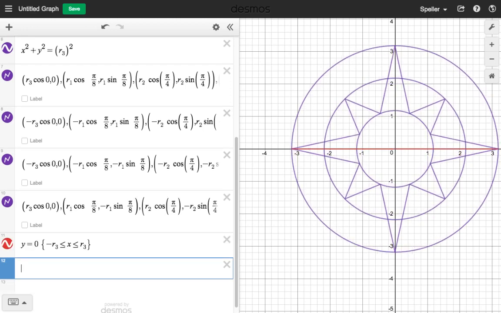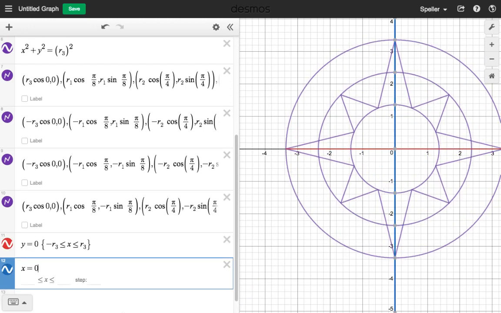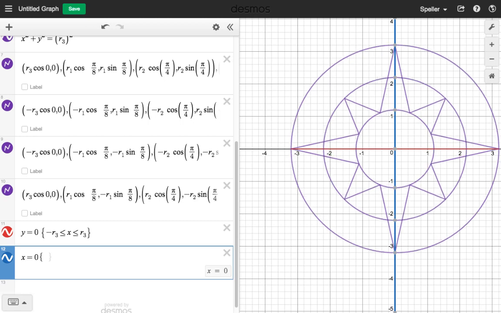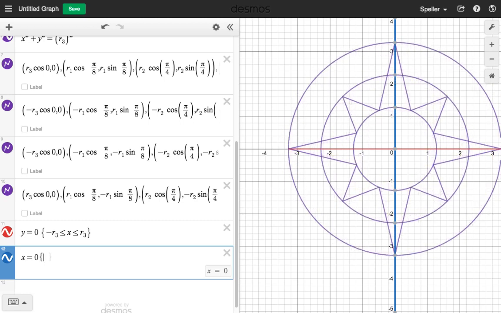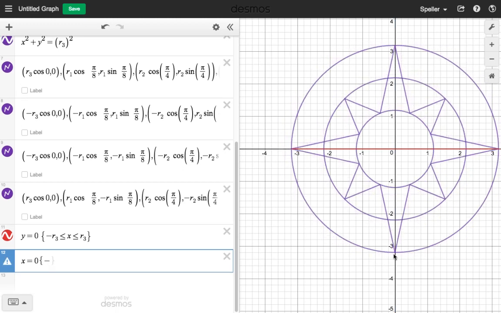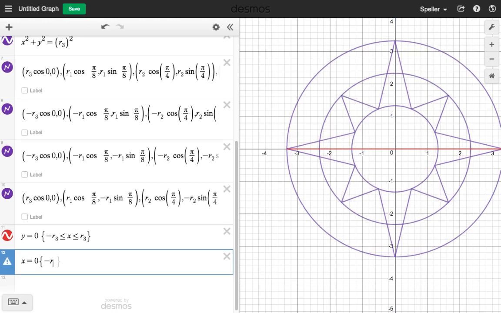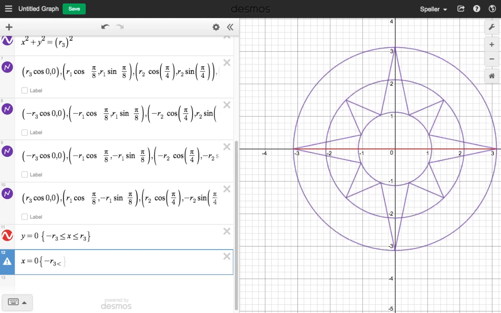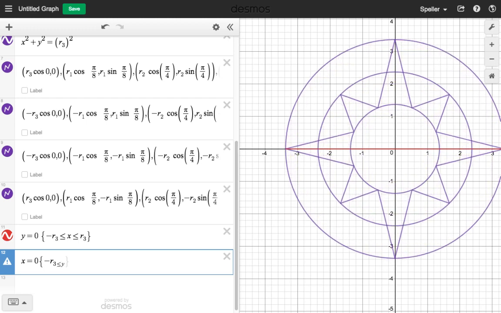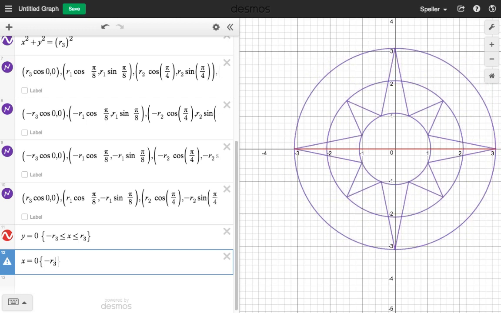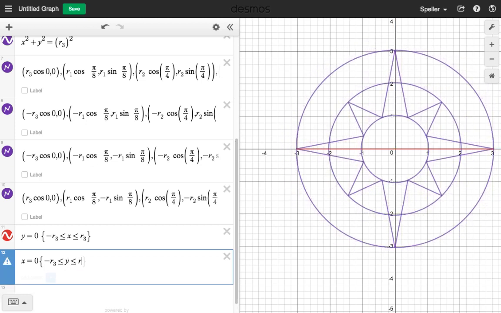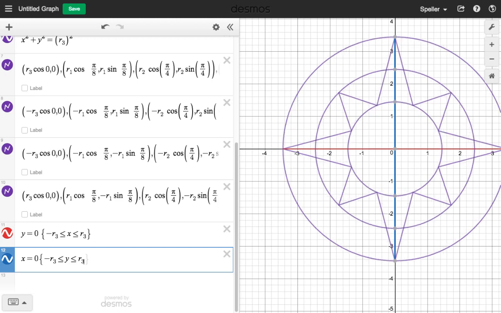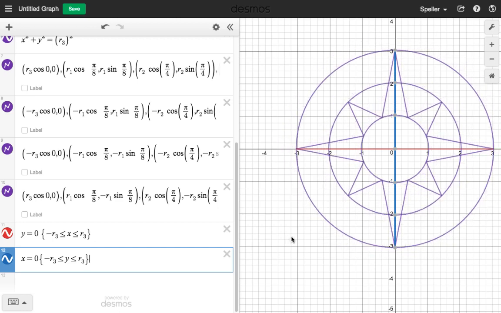Let's go ahead now and put in the vertical line. That's going to be x equals 0. We want to restrict the range, or the y values, starting as low as negative R sub 3, less than or equal to y, less than or equal to positive R sub 3. So now we have that.